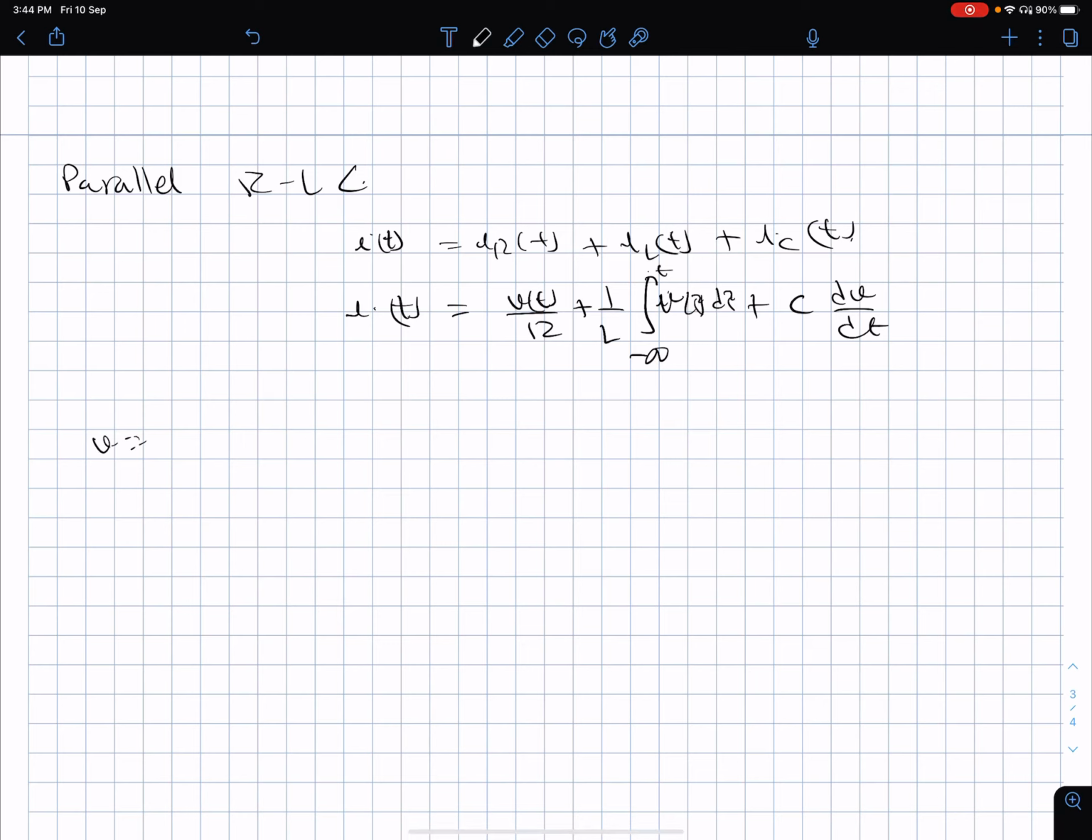Remember, V equals L di by dt. So if I want to write I as a function of v, then first I have to divide by L, then do dt. This will give me an integral, and then do an integral. So that's why this term comes in like this.